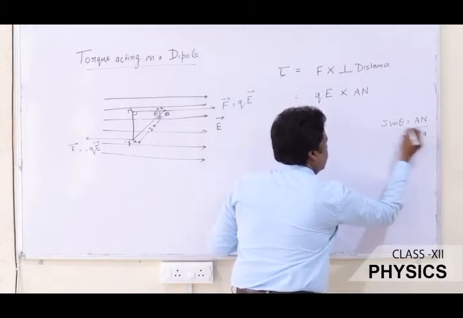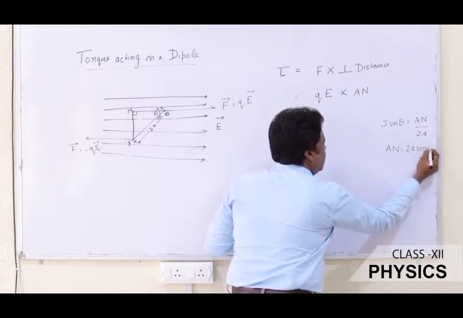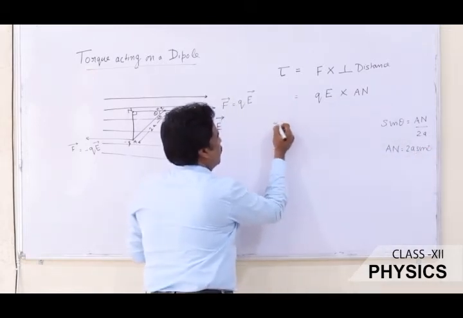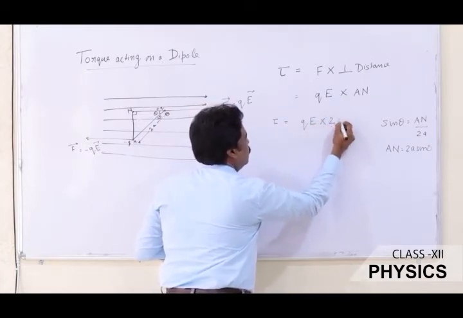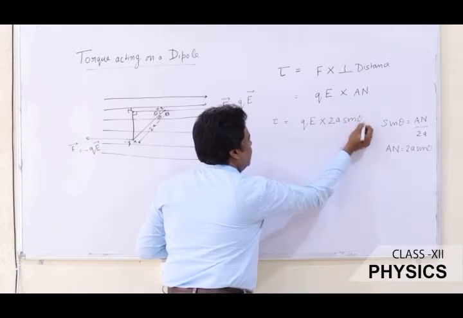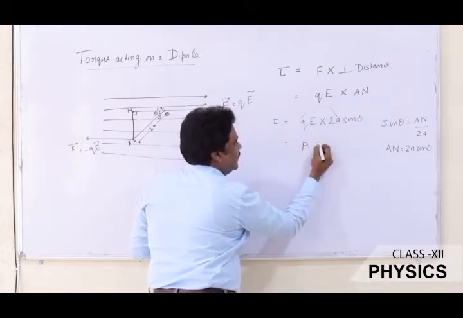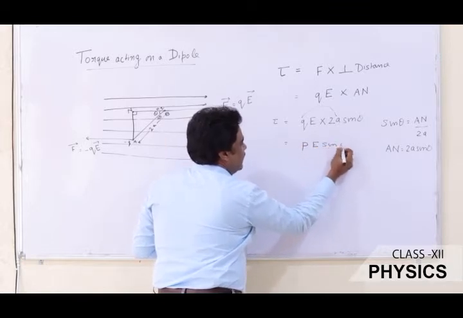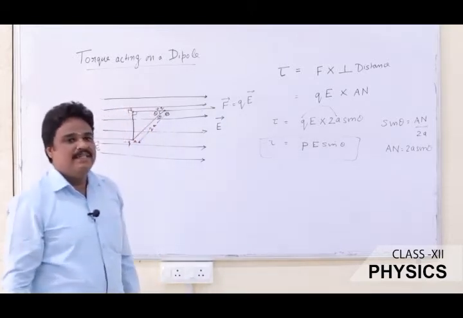AN by 2A, so AN will be 2A sine theta. So I can put it here. So tau is equal to QE into 2A sine theta. You know that Q into 2A is the electric dipole moment, that is, P E sine theta. Now this is the magnitude form of the torque acting on the dipole.